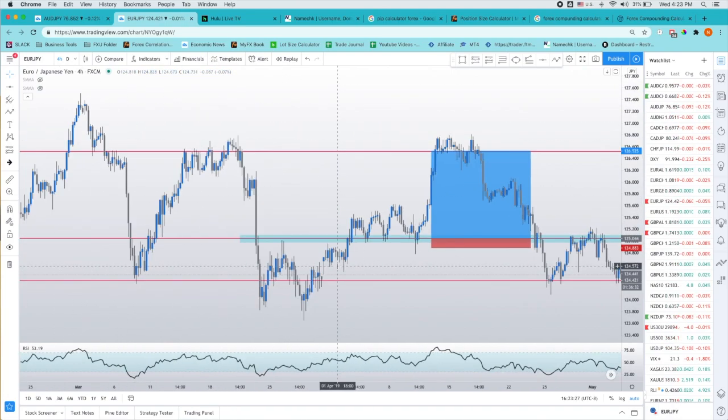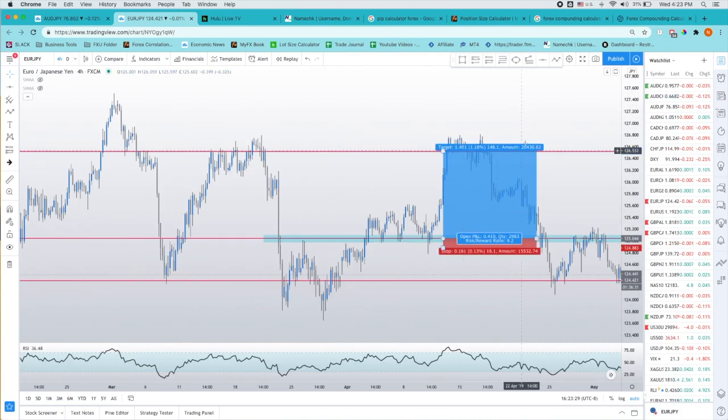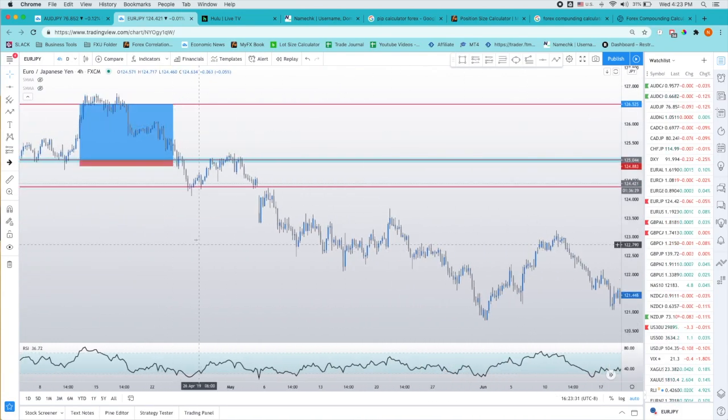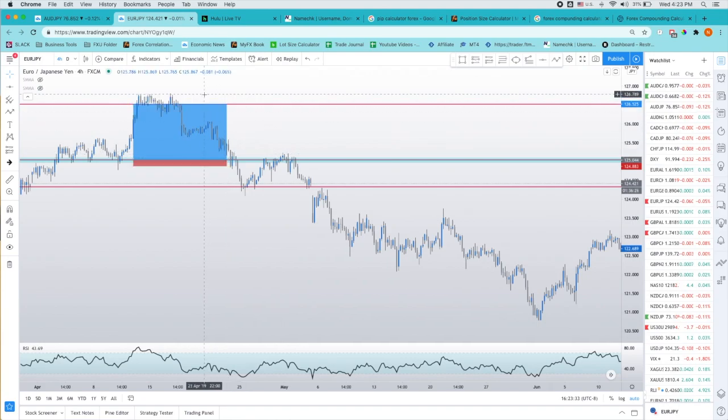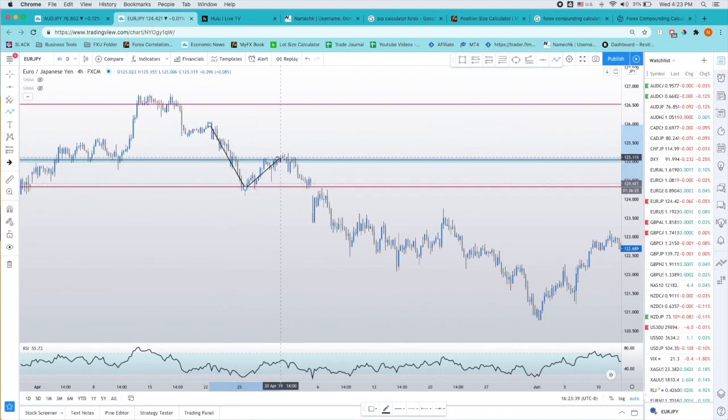Then you look for break and retests, okay? Scan a break and retest. Here goes another break and retest right here. Here goes the break, retest. What is it going to do? It's going to sell off. So that move right there, easy money. Took it from here to here, 72 pips, low risk.